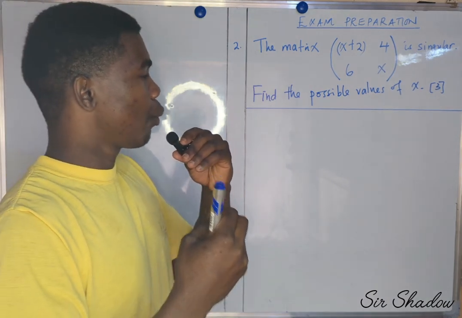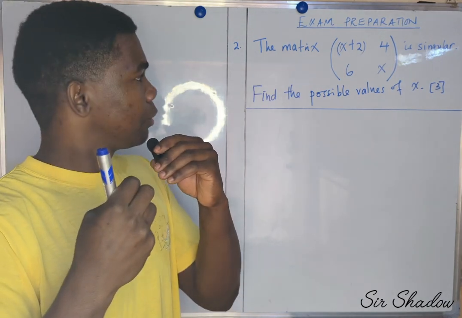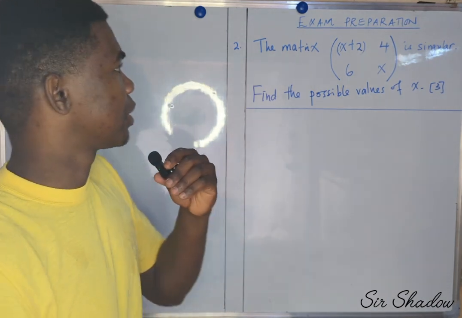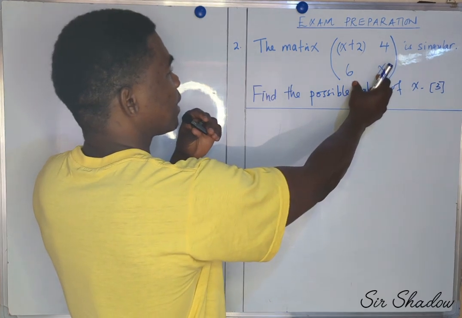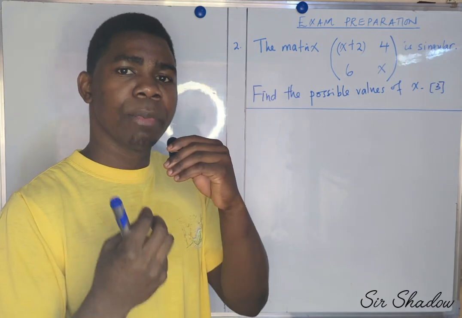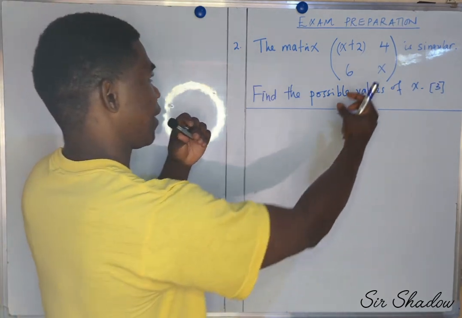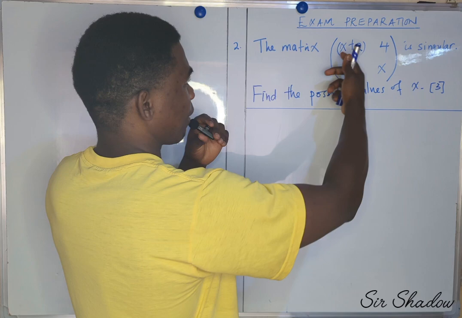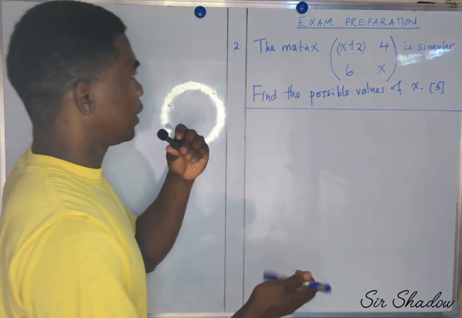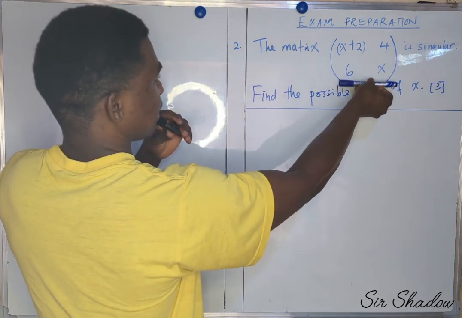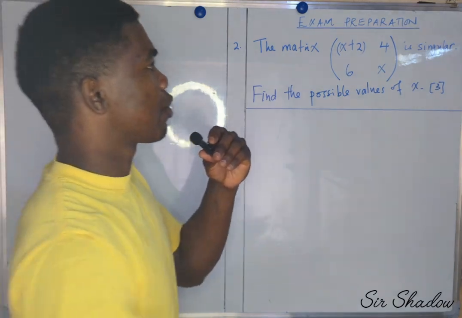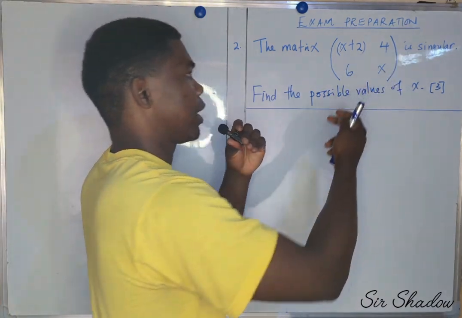Remember, when dealing with IGCSE and also ordinary level mathematics, we only find a determinant on a 2 by 2 matrix. Like this one we are given is a 2 by 2 matrix. We have two rows and also we have two columns, right? Here are the rows. The first row is here and the second row is here. First column is here and the second column is here, right? So we have x plus 2, 4, 6, x.